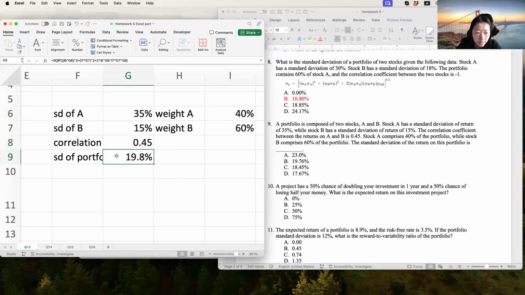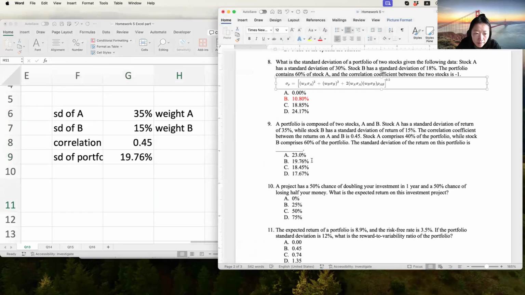All right, so the standard deviation of the portfolio is therefore 19.8. If I show 2 decimal places, that's going to be 19.76%.